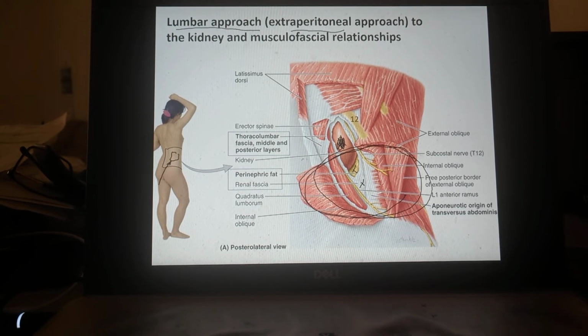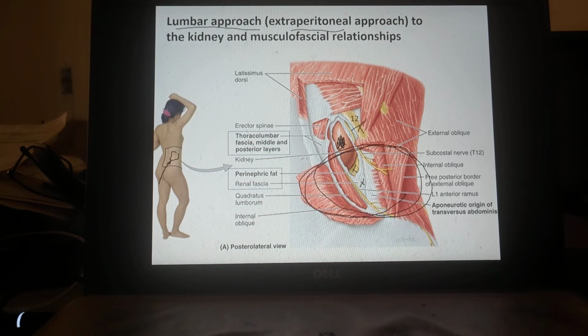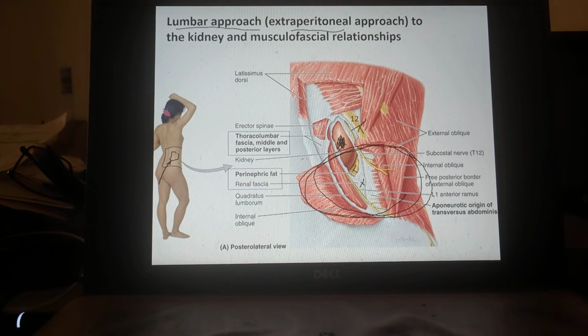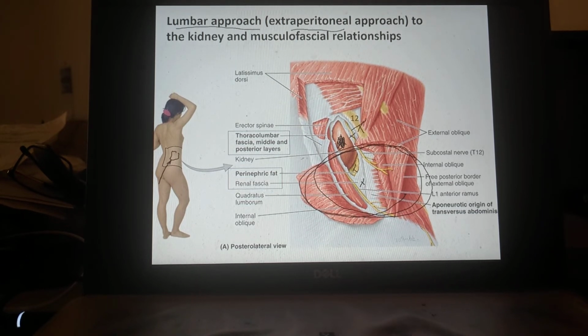And of course, some surgeons, for example, fracture the last rib to get more access to the kidney, because the kidney is related posteriorly to the last rib, as a posterior relationship. So the last rib, and also the subcostal nerve and subcostal vessels, may be damaged during this approach. And if the subcostal nerve is damaged, it will lead to weakness of the muscles of the anterior abdominal wall.